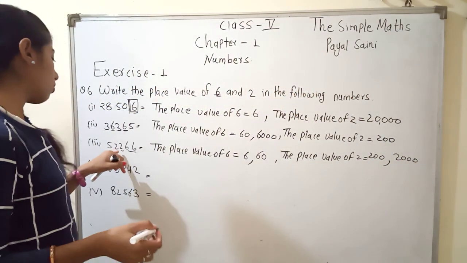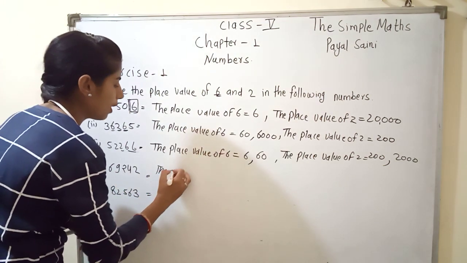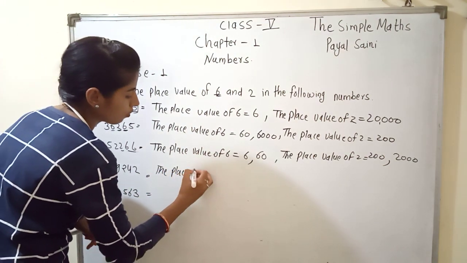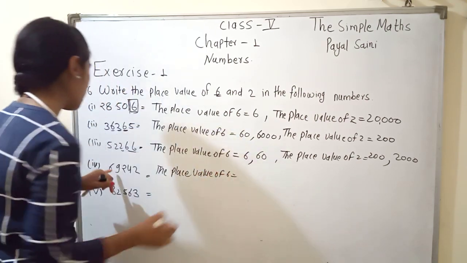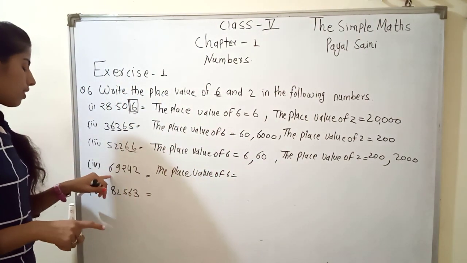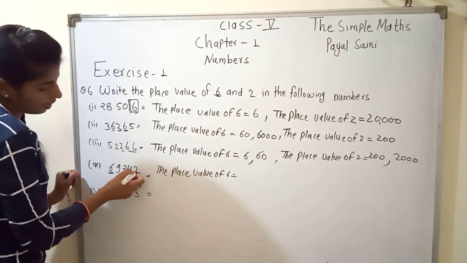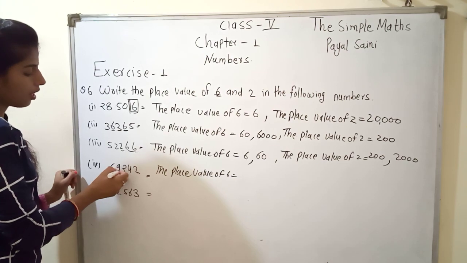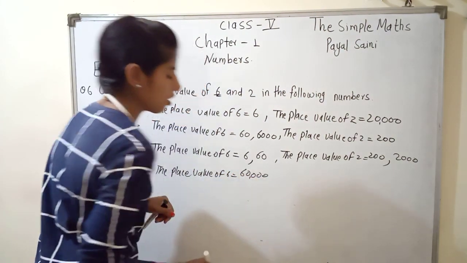The second 2's place value is 2000. Then next, question number 4: the place value of 6. We can see here that 6 appears only one time. Counting the places 1, 10, 100, 1000 and 10,000, our answer is 60,000.